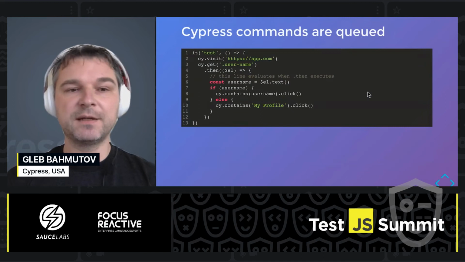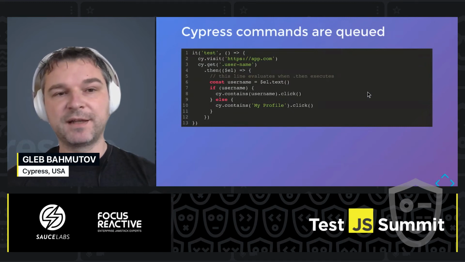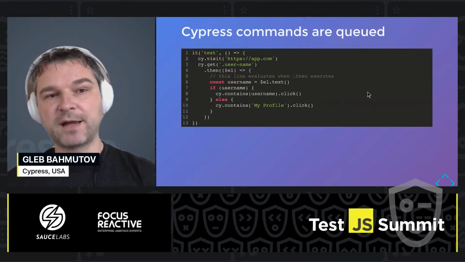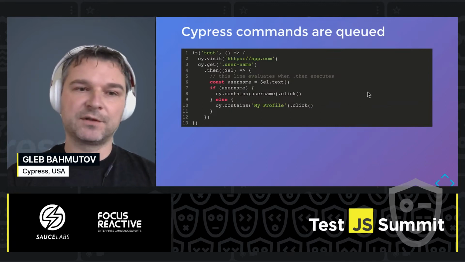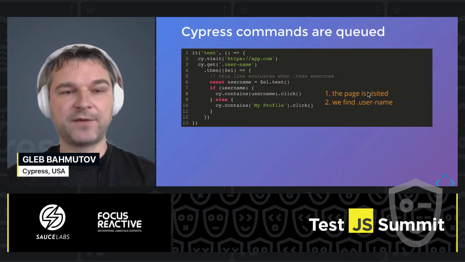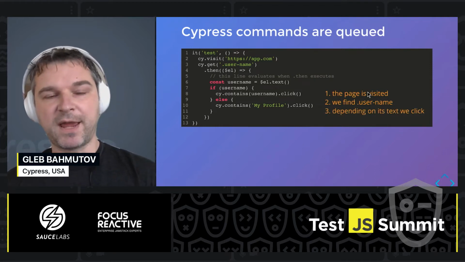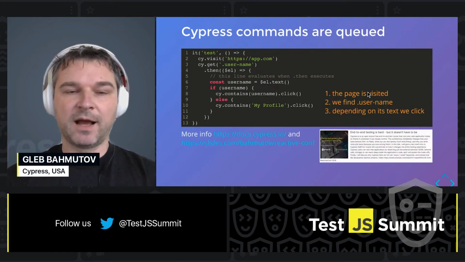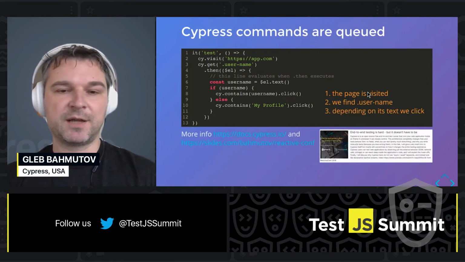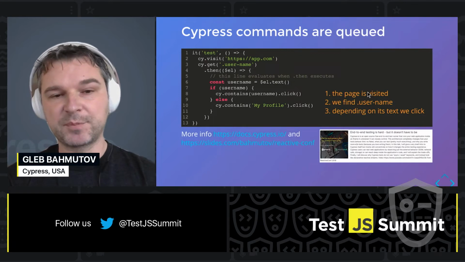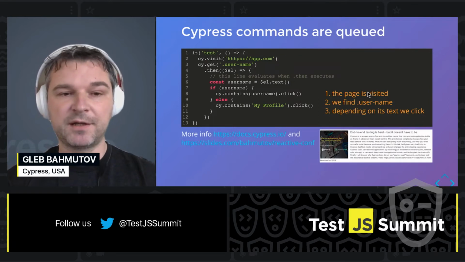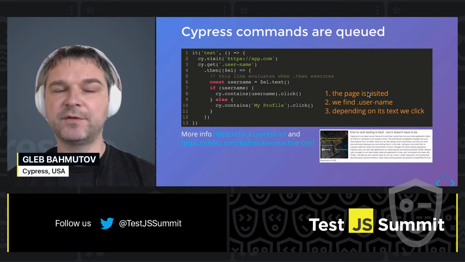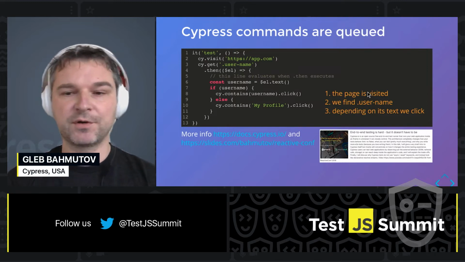So the right thing is to move all the code that gets the element into the then callback that executes after we visit the page and find the element. Then we can click on the right element depending on the element's text. I've discussed this question about chaining of commands in our presentations, and also our documentation goes into the detail and provides a lot of examples of right tests and wrong tests.